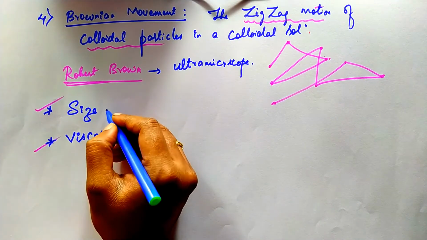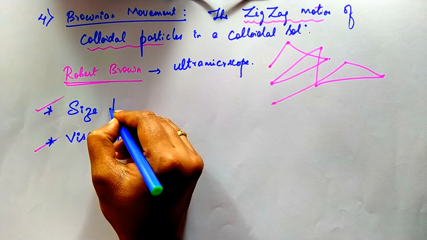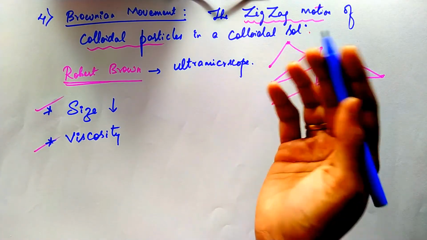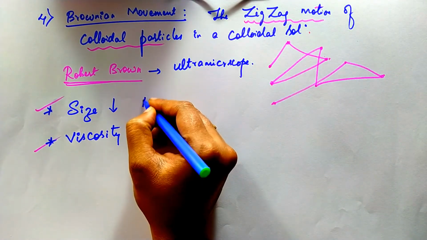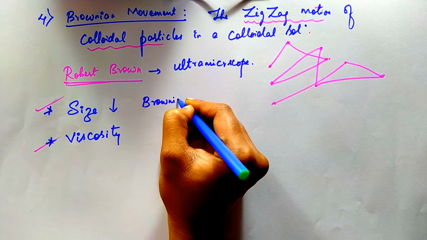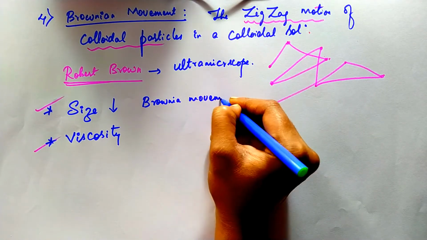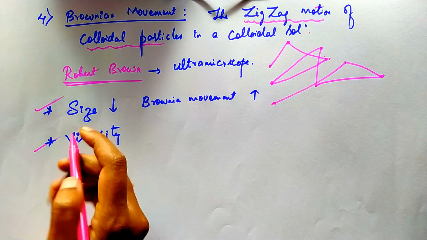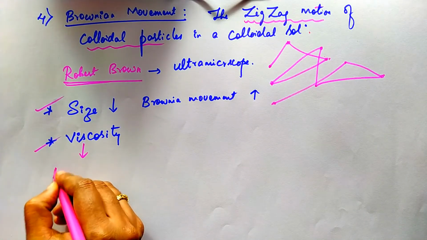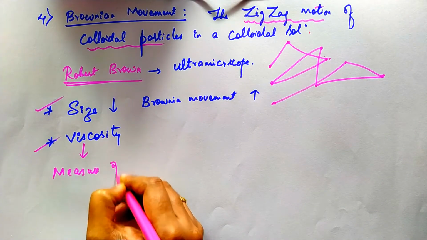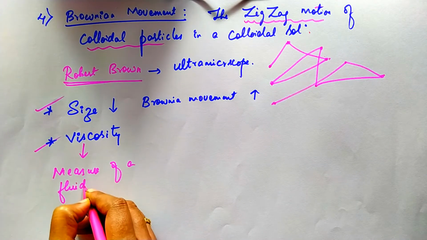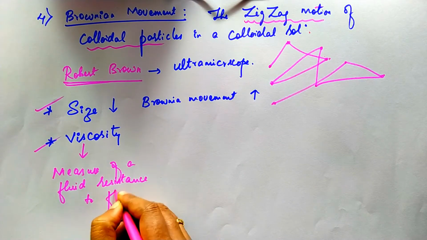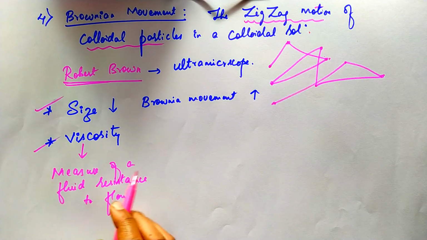Here the size. As the size decreases, the Brownian movement increases. That means the motion of the particle increases. And also the viscosity. Viscosity means it is a measure of a fluid's resistance to flow.